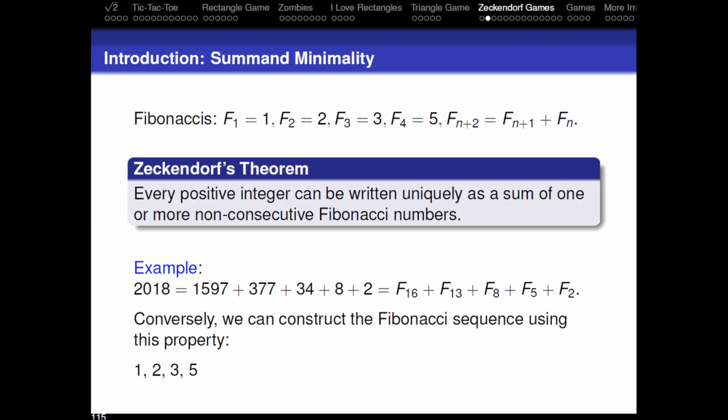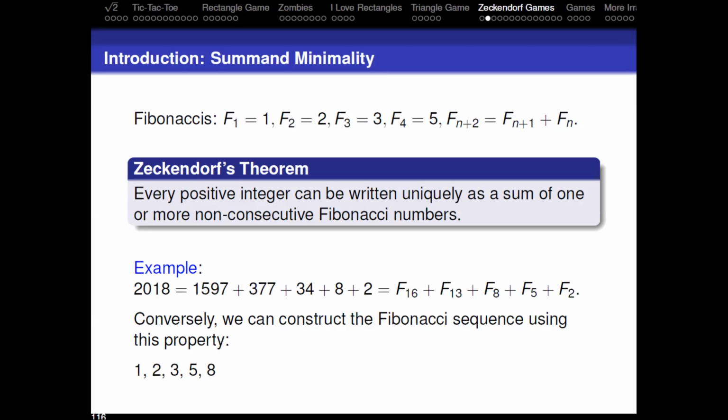Can I get 6? Yes, 1 plus 5. Can I get 7? Yes, 2 plus 5. Can I get 8? No. So you can see this is very similar to what we did with the Fibonacci quilt.